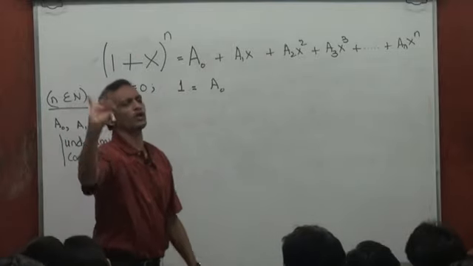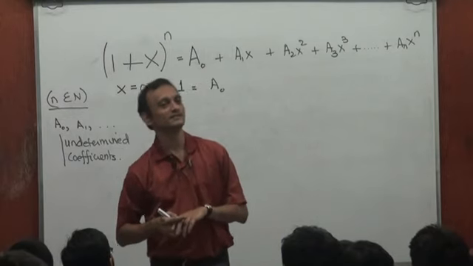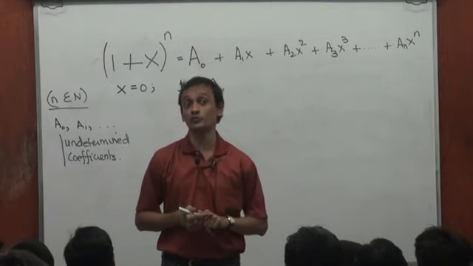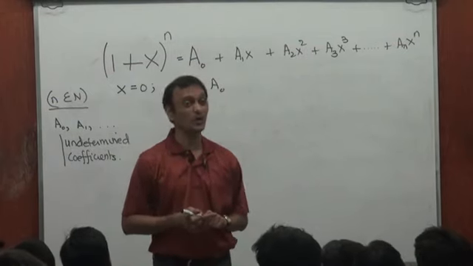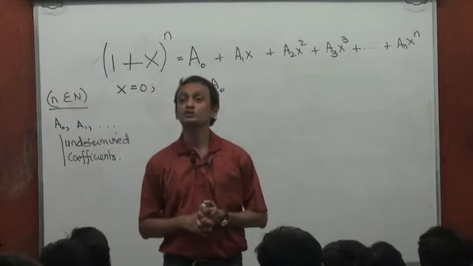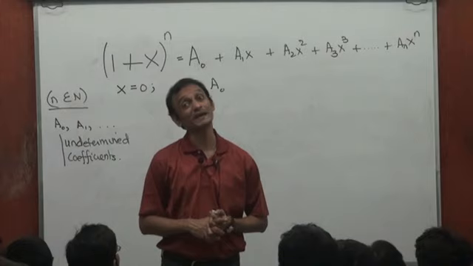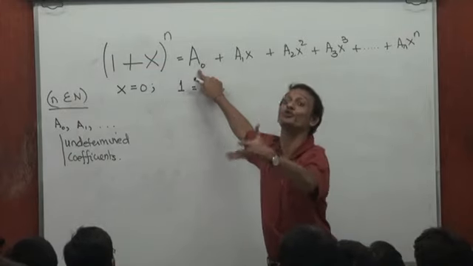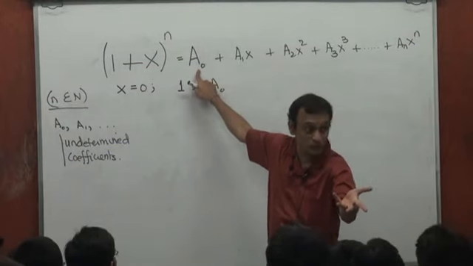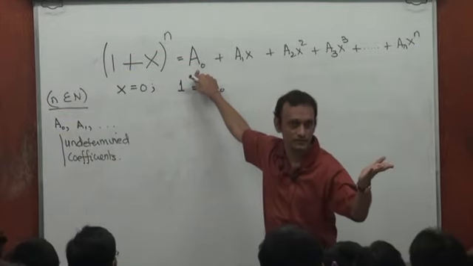Now that we have figured out what a0 is, we want to kick a0 out of the scene, because now we are eyeing a1, a2, etc. We don't want a0 to stick in and make life clumsy for us. What we do is, we differentiate both sides with respect to x. A0 would go into oblivion, because if I differentiate a0, the derivative of a0 would be 0, right? So let's go ahead and differentiate with respect to x, both sides.